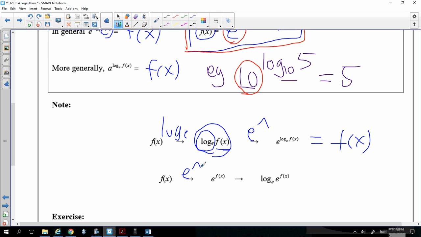Now you can see how this one works, because if I do it over here, e to the power of ln f(x), the f(x) in front of the log goes down, isn't it? And what's log base e? 1.